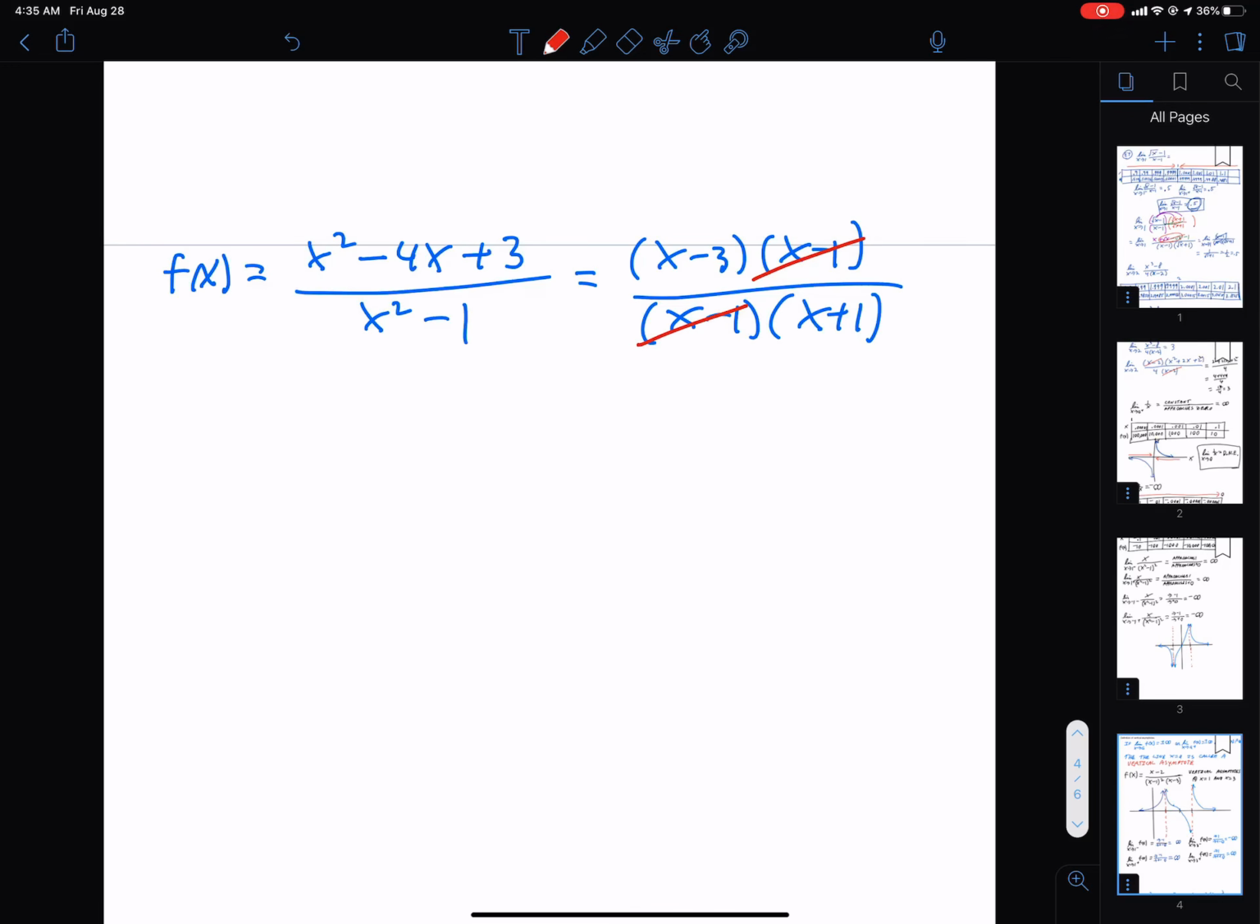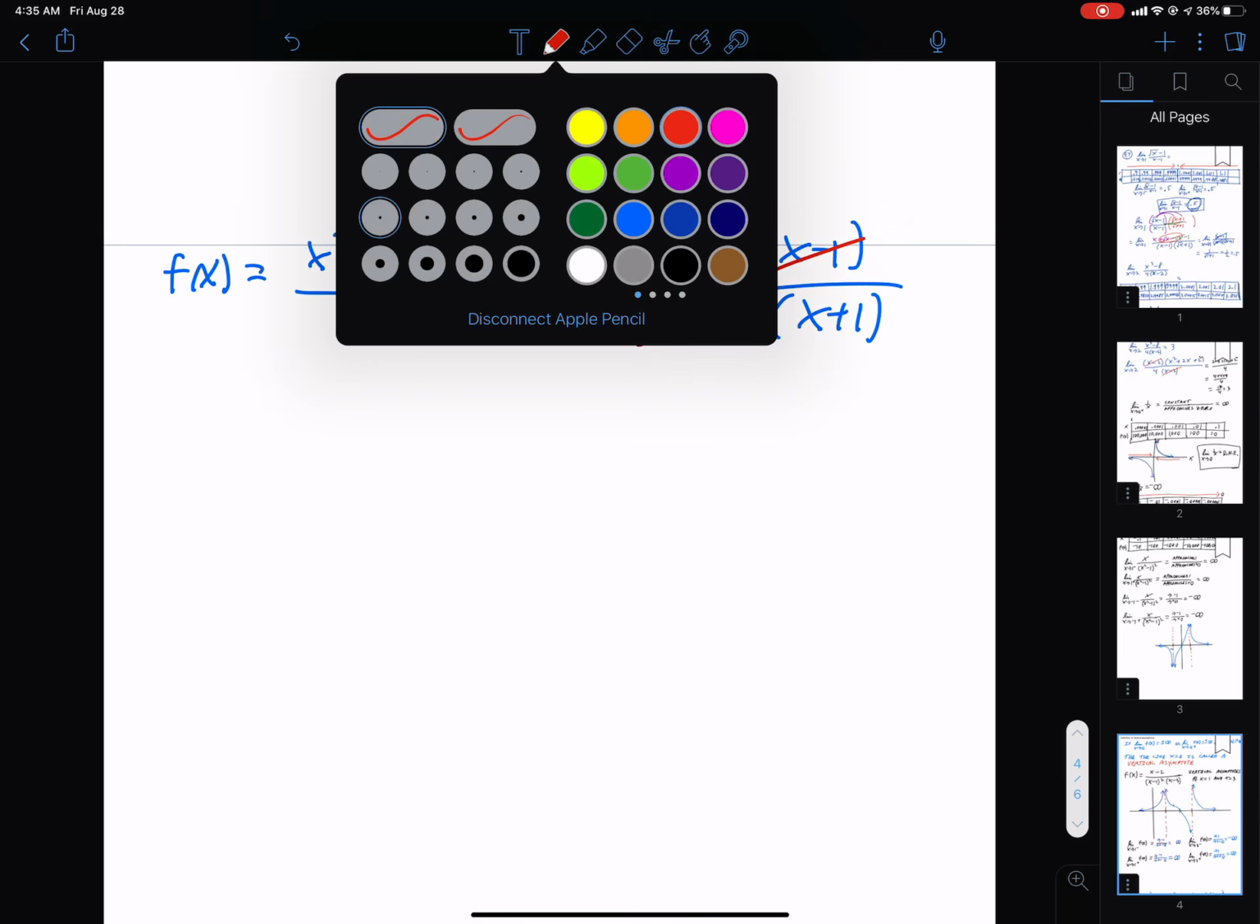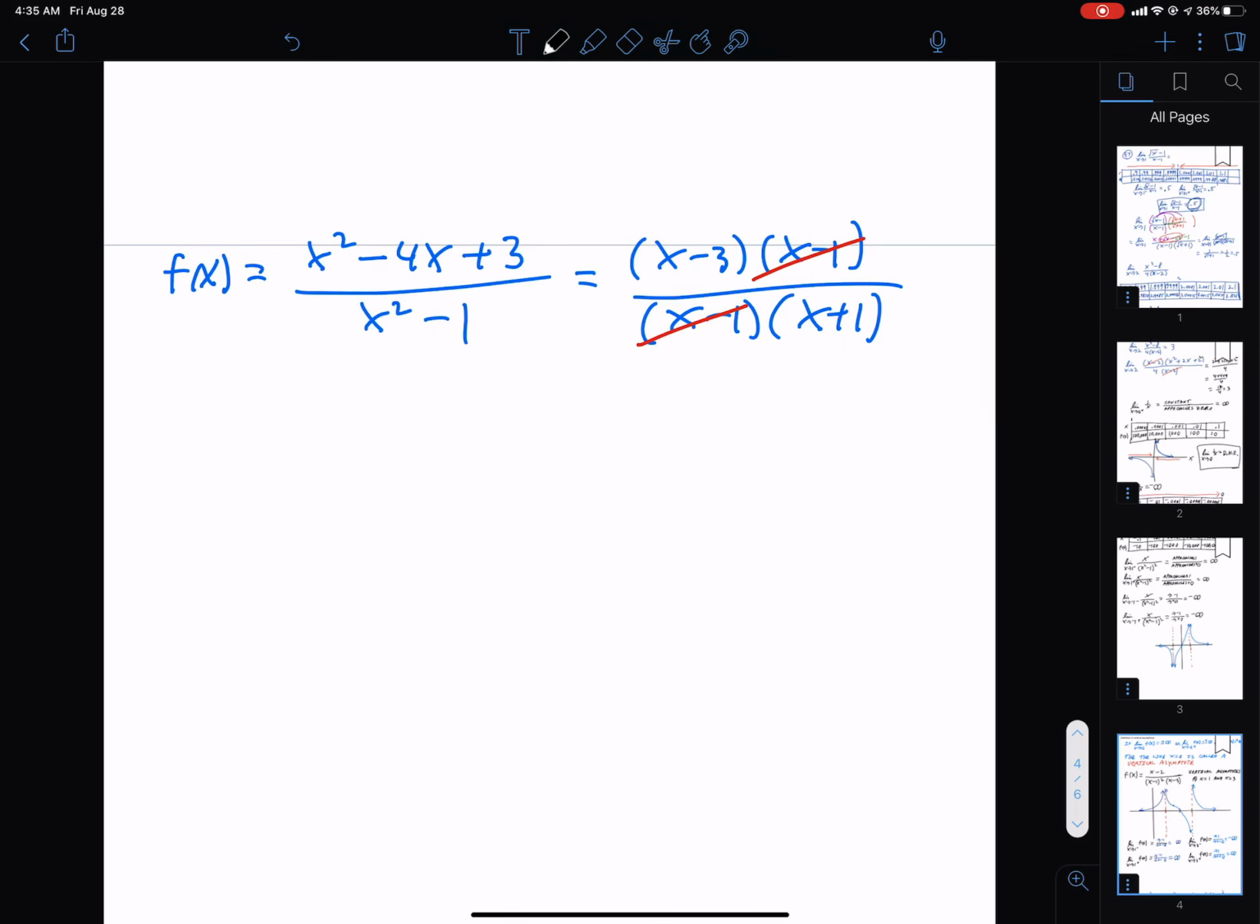Now, you're not allowed to divide by 0, so you need to make the stipulation that x cannot equal 1. The function does not exist at 1. In other words, there's a hole at 1. Because when x is 1, you divide by 0, that doesn't exist. So when I cancel this, I'll rewrite it again. But x cannot equal 1. It's undefined at 1. So we will do that.